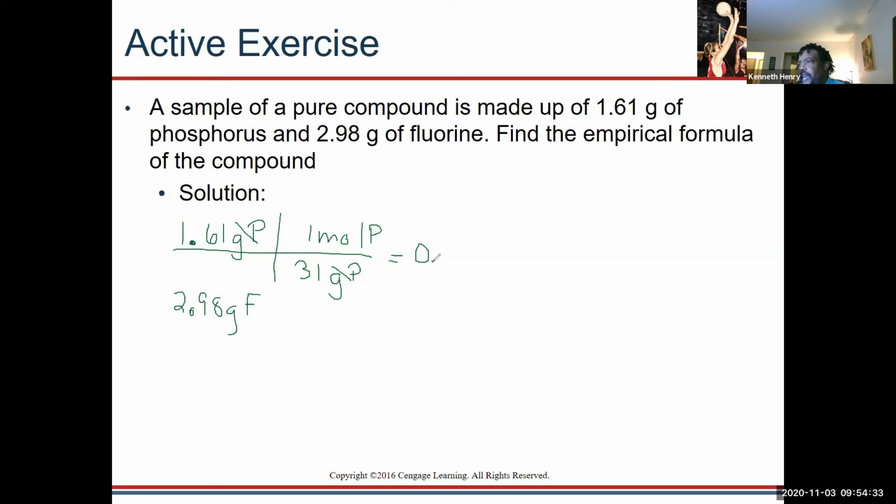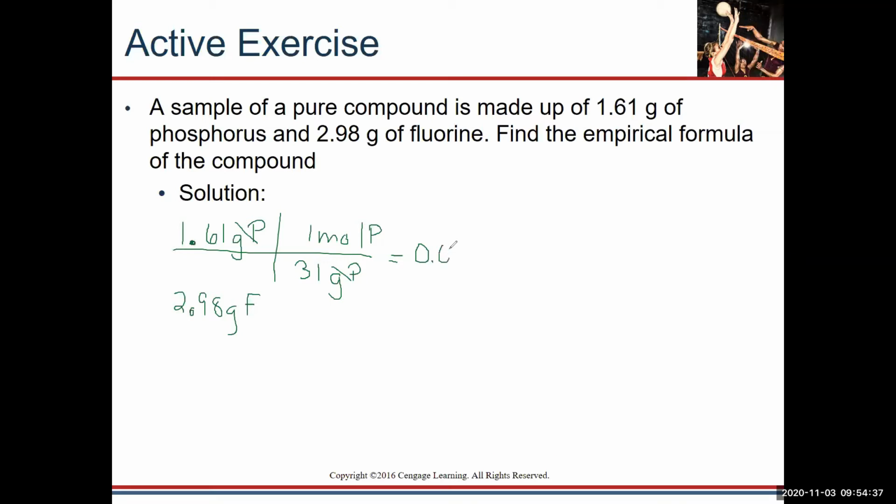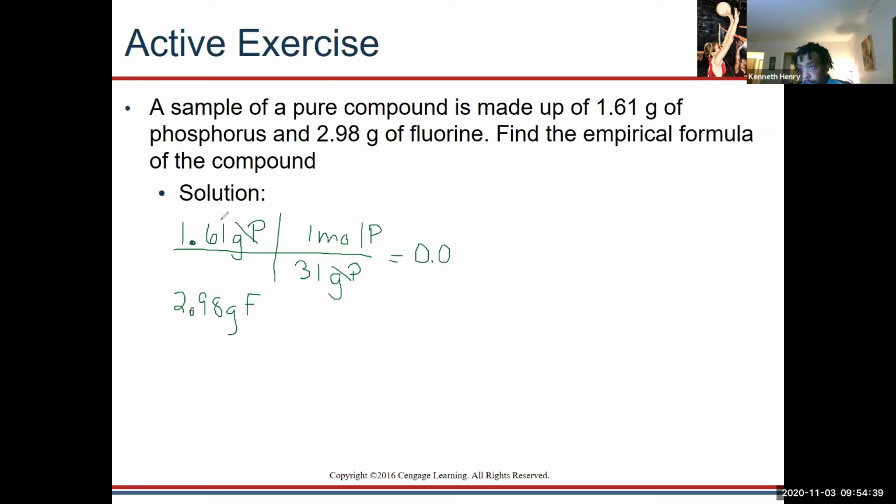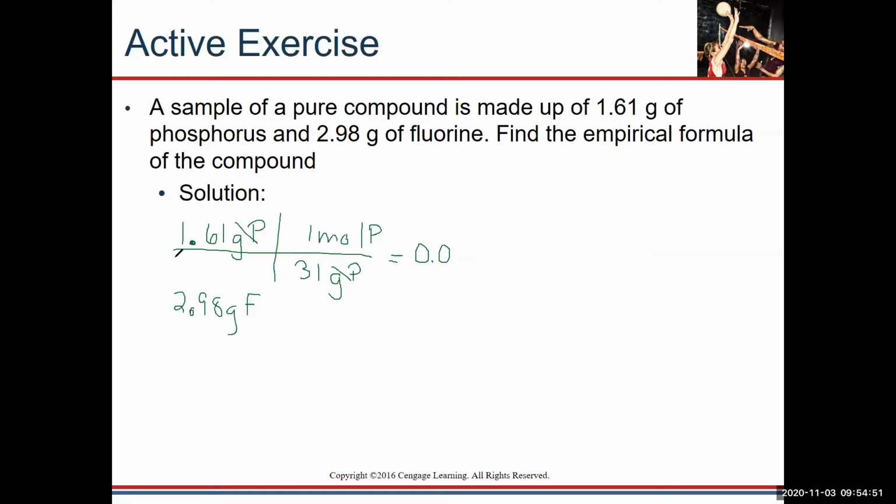How many sig figs should I have? 3. That's right, I should have 3, because the molar mass is like a conversion, so we're not going to use that to determine our sig figs. We're only going to use what's given. So what do you guys get? 0.05... 19? Okay.